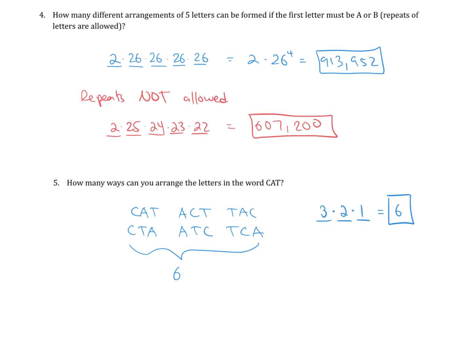We could use that same method to find the number of ways to arrange the letters in a longer word. Let's take the word snow. Snow has 4 letters. I could try to list all the possible arrangements, but instead, using the fundamental counting principle, if I have 4 letters to choose from, and then 3, and then 2, and then 1, I get 24 different arrangements of a 4-letter word where all the letters are different.